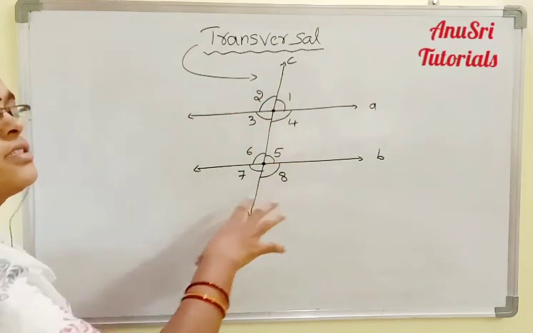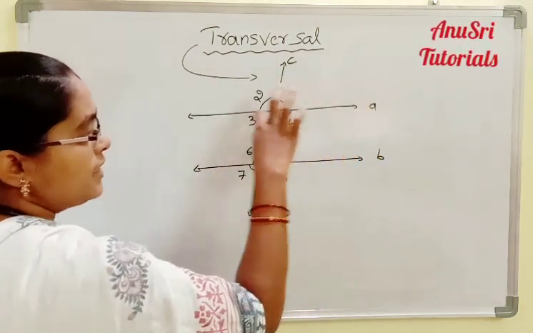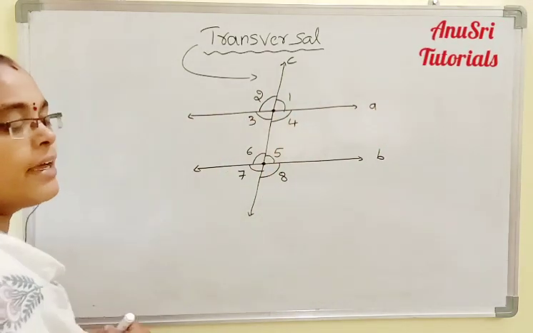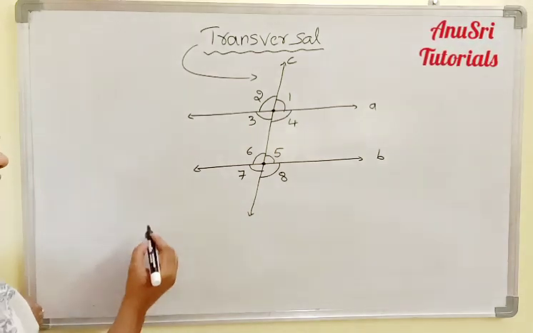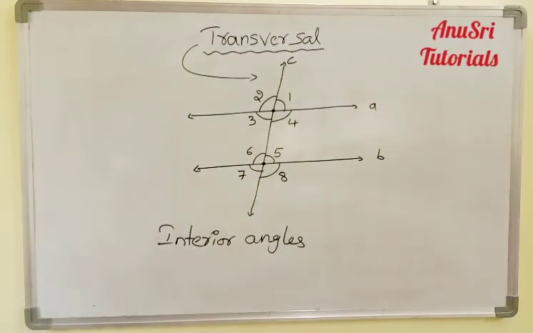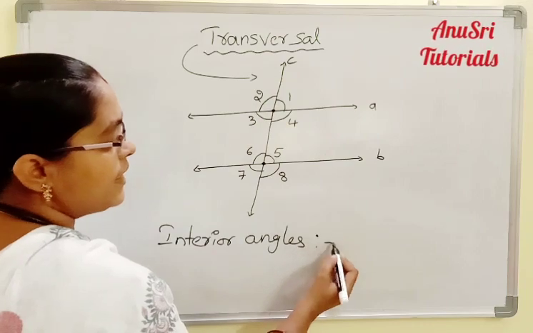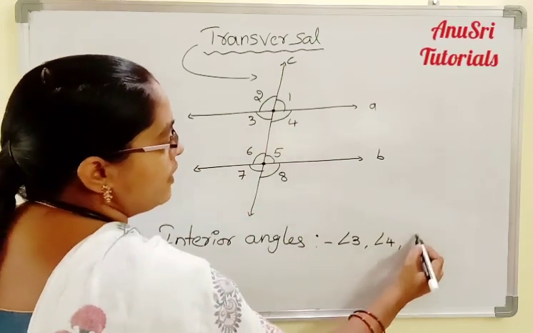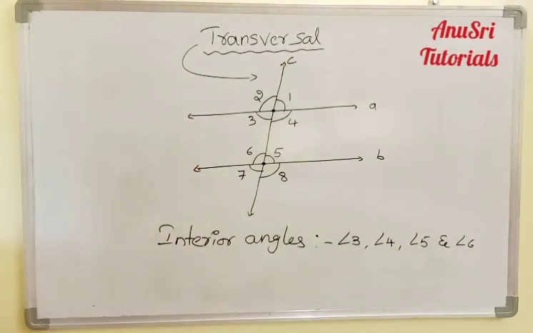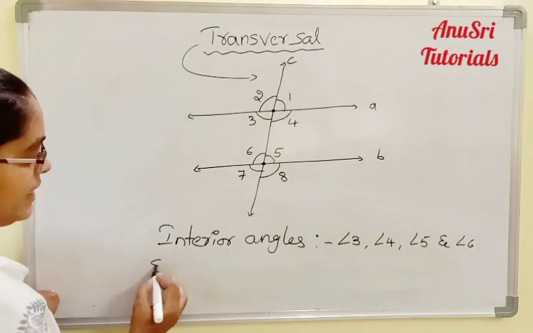So for these 8 angles, we have different names. See what are those. The angles which lies inside the parallel lines. See, these two parallel lines are there. Inside these parallel lines, whatever the angles we have, that angles we are calling as interior angles. The angles which lies between these two parallel lines are called interior angles. So in this condition, what are interior angles? Angle 3, angle 4, angle 5 and angle 6 are interior angles because these 4 angles lies in between these two parallel lines. So same like that we have exterior angles also.